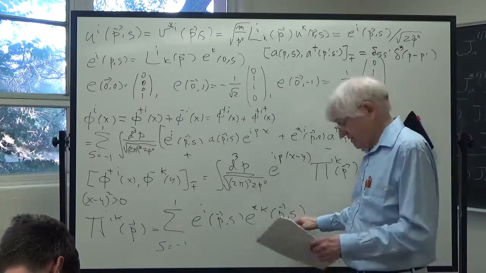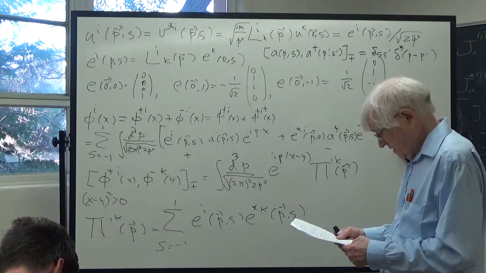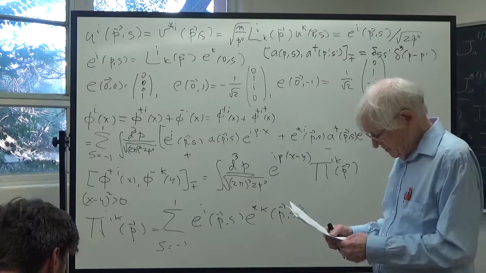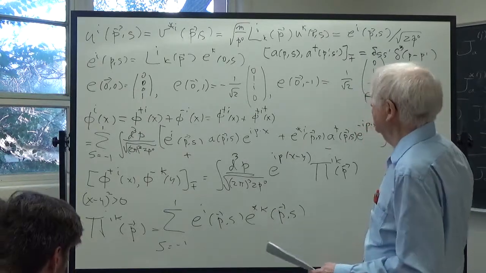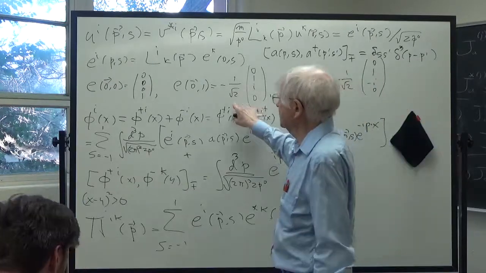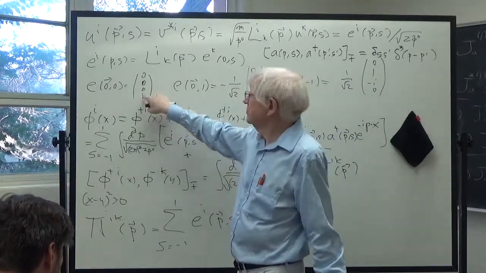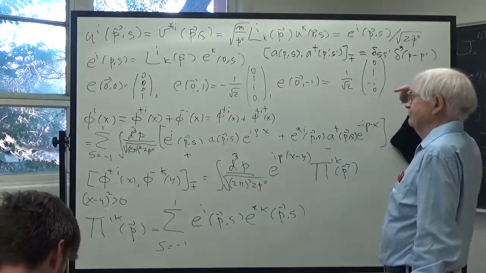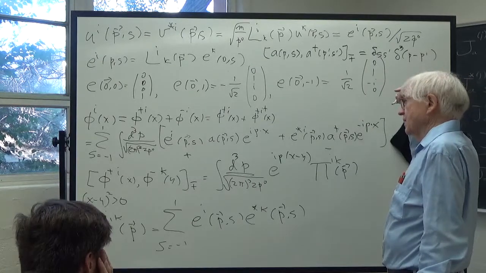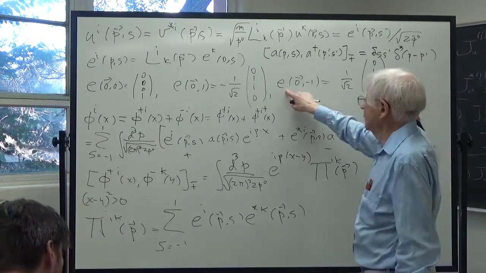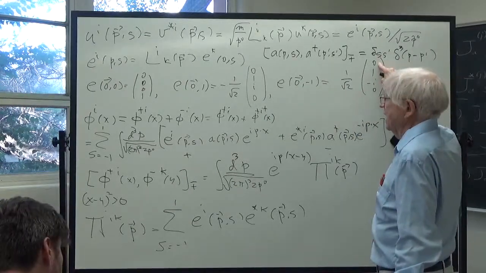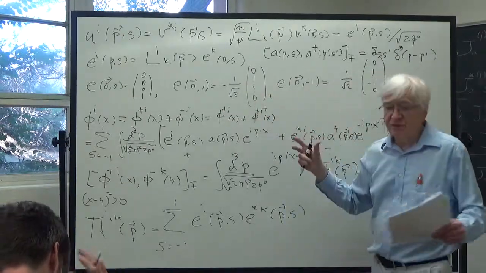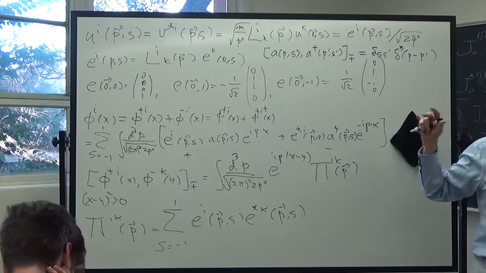Now the question is, what are these pi's? Well, if we just look at these three vectors, you can see that they all have zero because we're at momentum zero. The spin vectors have zero as their time components. The other three components are three orthonormal complex vectors in three-dimensional space.